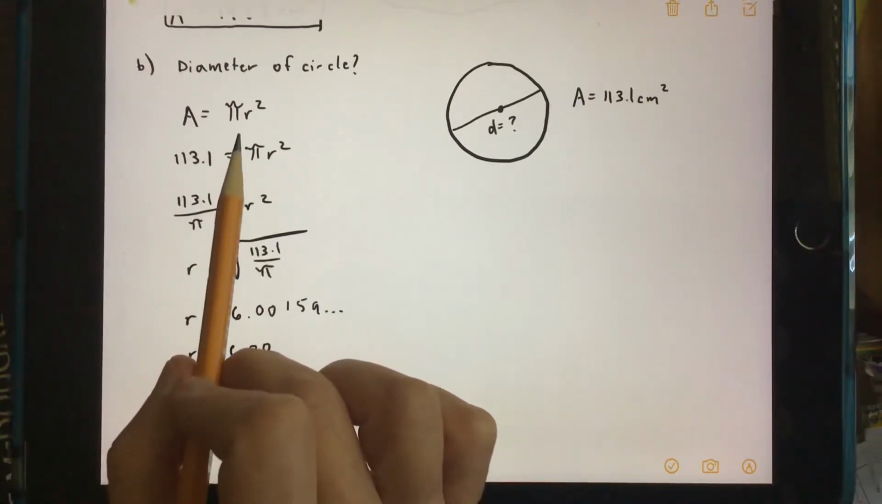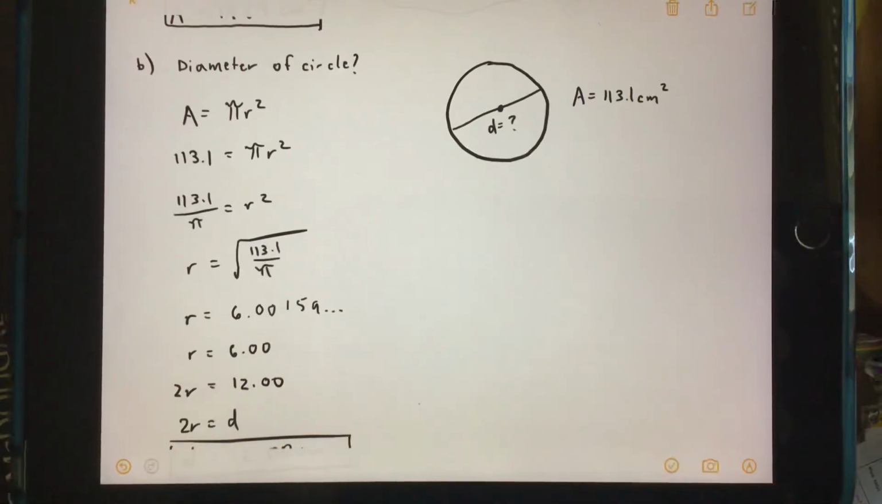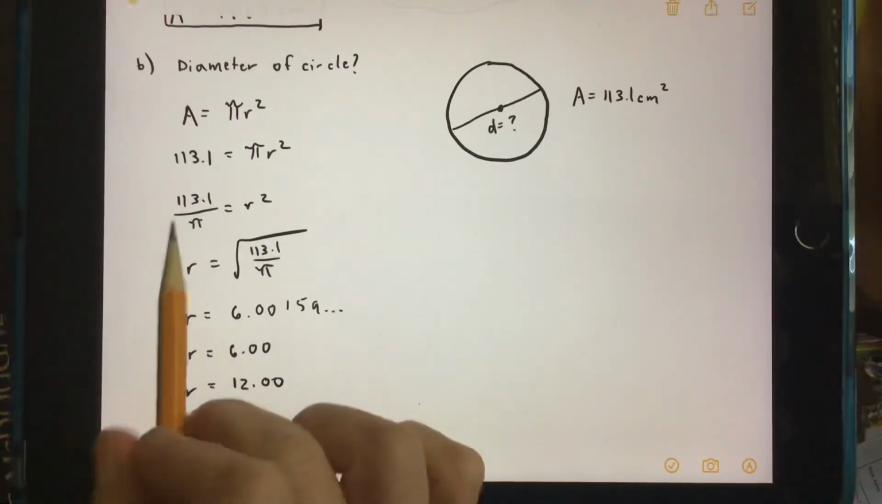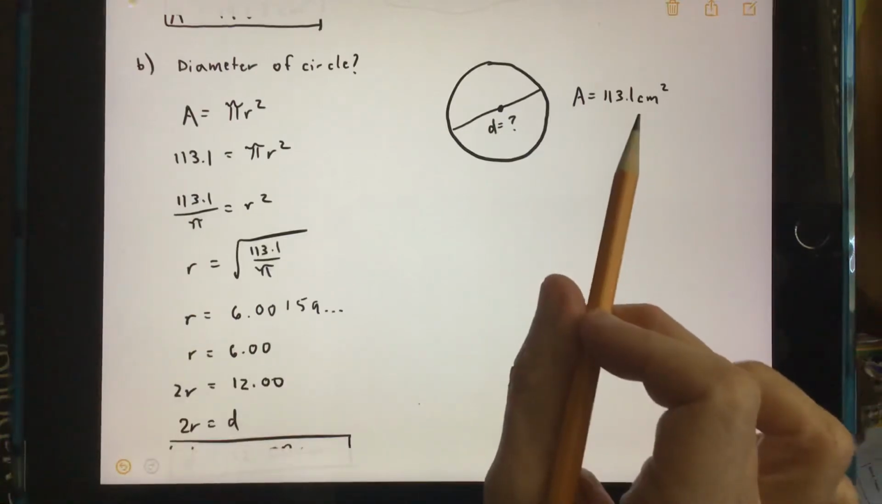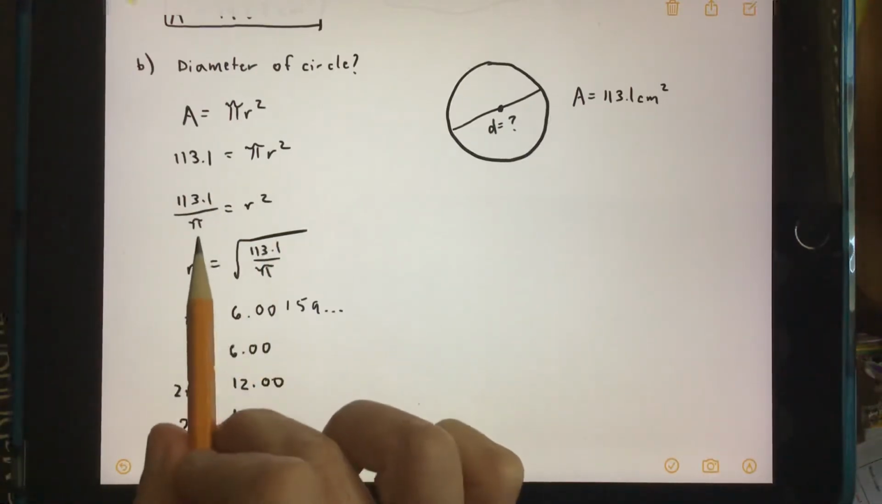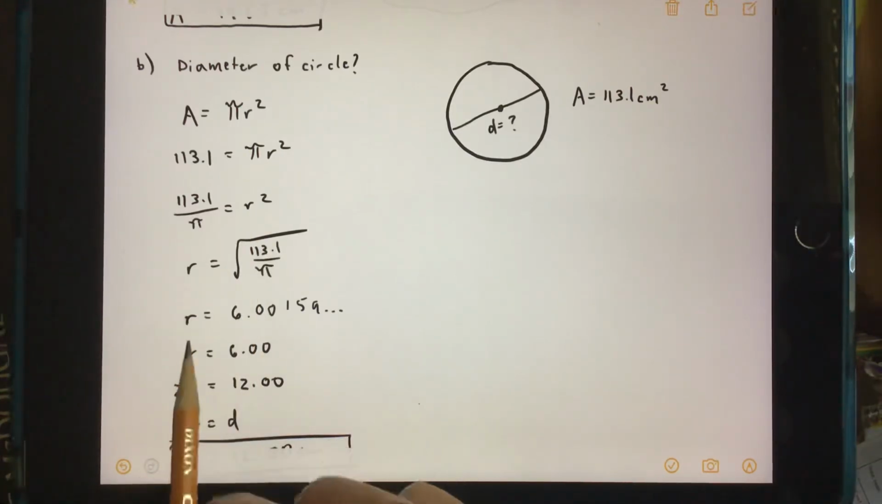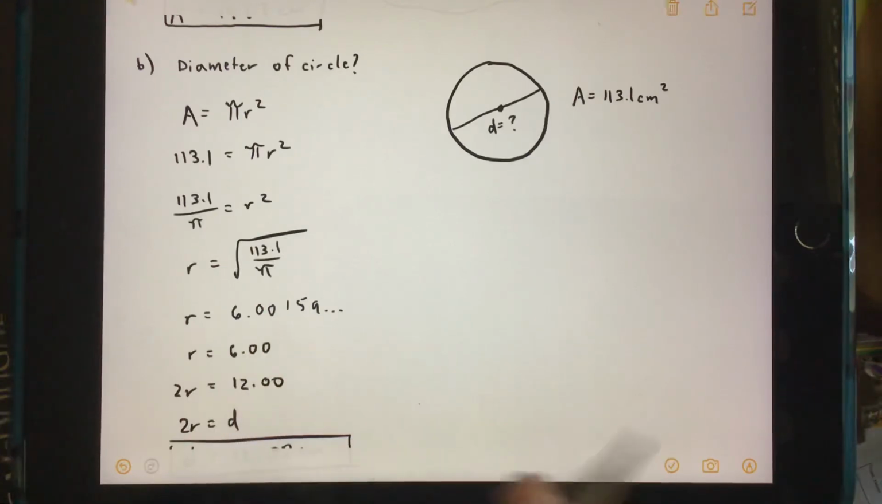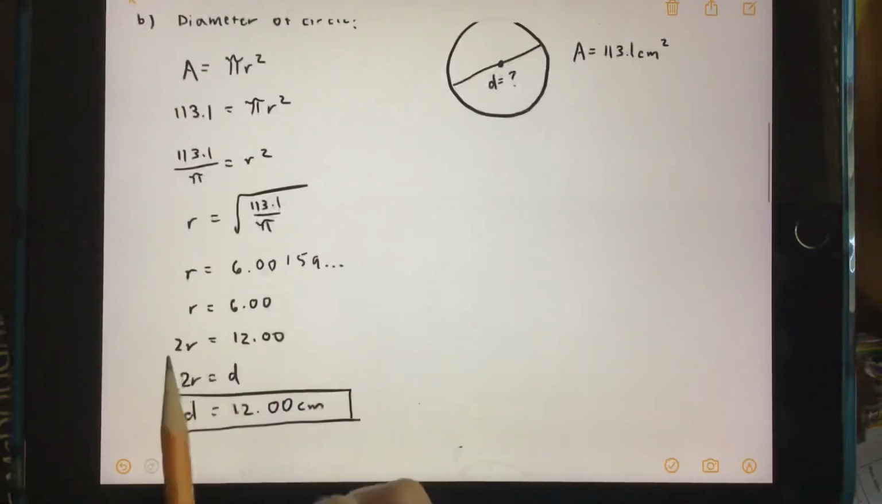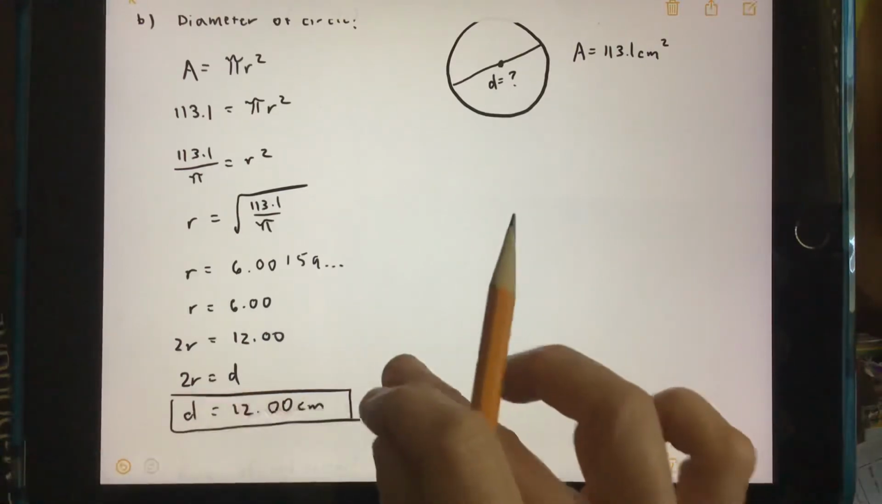Once we know the radius, r, we're going to double that radius to get our diameter, because the radius and diameter always have the same relationship. R twice is the diameter, half of the diameter is the radius. So here we go. Plugging in 113.1 for the area because we're given that. That's equal to pi r squared. Divide both sides by pi, and that gives us r squared. Take the square root of both sides, and that's going to give us the value of r. In our calculator, we see it's 6.00159, and then we're going to round that off to the nearest hundredth, and that gives us 6.00. Twice that radius is 12.00. Twice the radius is the diameter, so our diameter is 12.00 centimeters.